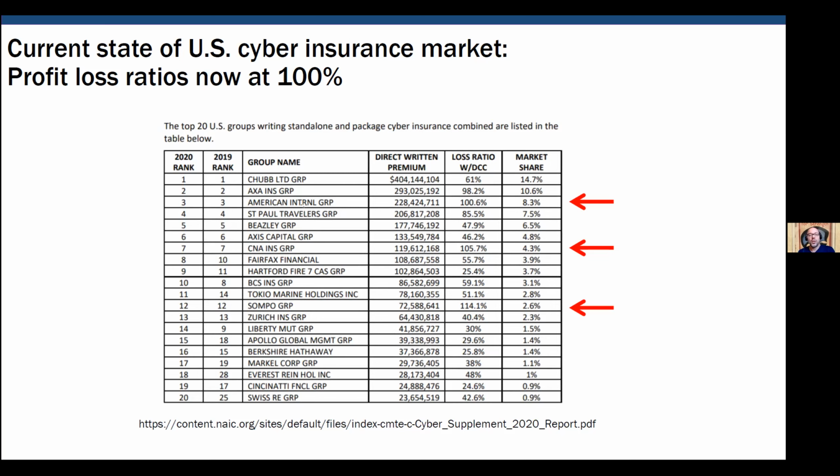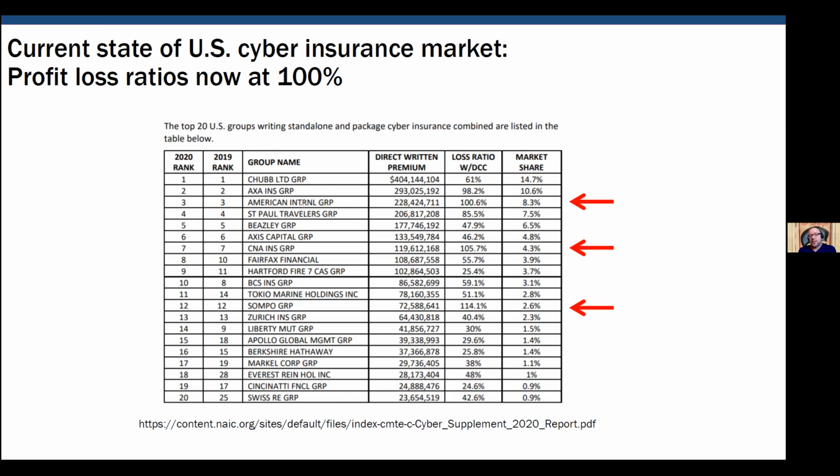So Chubb, so AXA is obviously big now. They had some mergers, you know, very close to 100% too. I should have listed that. Chubb seems to be doing, you know, much better. They have almost double what their next competitor does. Beazley, Axis, 50%. So they're making, you know, a little bit of money.